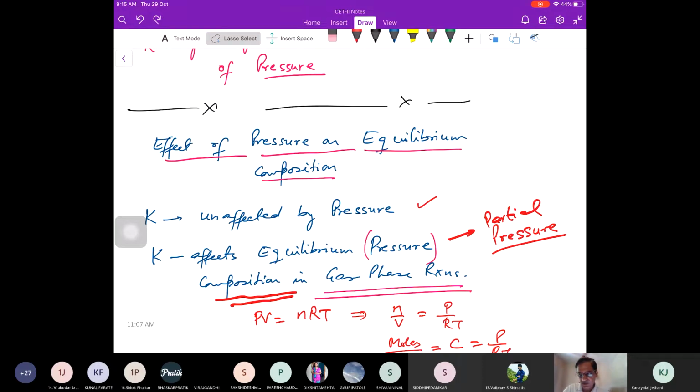If I reduce the pressure, the reaction will proceed in such a direction that उल्टा होना चाहिए, right? Pressure increase होने. Pressure increase कब होगा? The number of moles are increased.